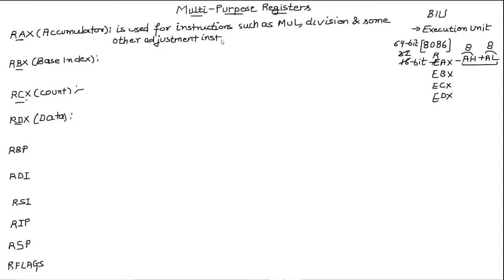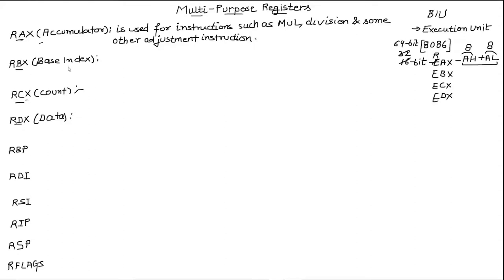Basically, the RAX register, the accumulator register, is used for instructions like multiplication and division, because in these types of instructions we do some adjustments. We will study briefly the instructions that include multiplication and division, so we will see how this register is used. For all of the registers that we're going to study, I'm just giving you a summary of what they do. If you have not understood any particular register, there is no problem, because in the coming tutorials we are going to study the movement instructions, so we will be able to understand the use of these registers.